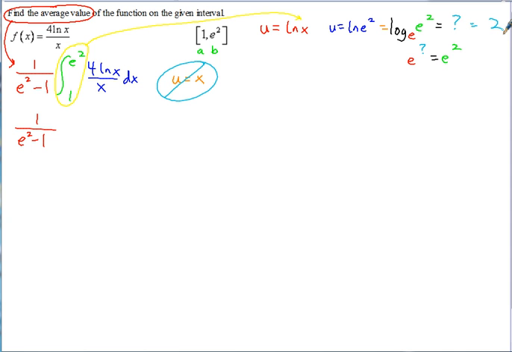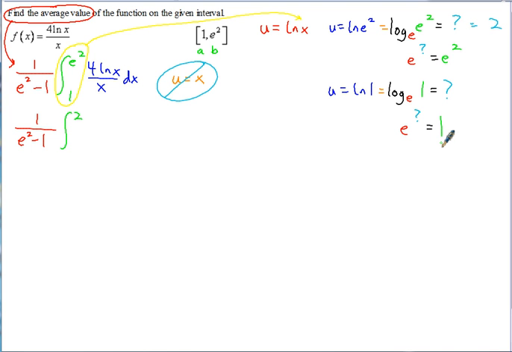So when x is e squared, u is equal to 2. So our upper limit now becomes 2. And let's do the same thing for the lower limit of 1. If u equals the natural log of 1, which, remember, is a short way of writing log base e of 1, so if you want to figure out what this equals, again, the question you ask yourself is: e, the base, to what exponent is going to equal 1?